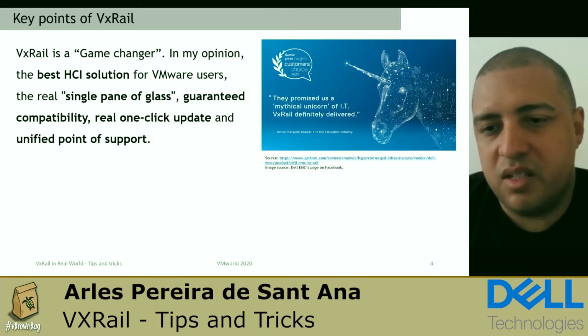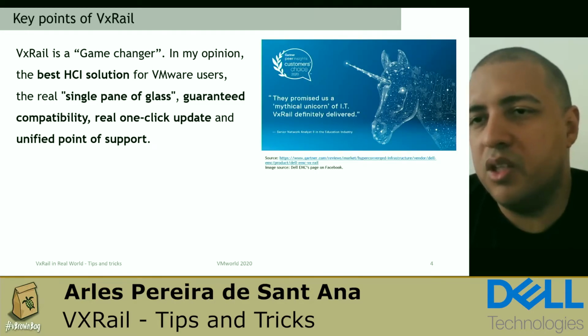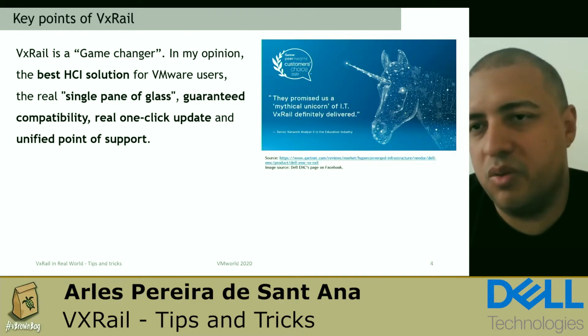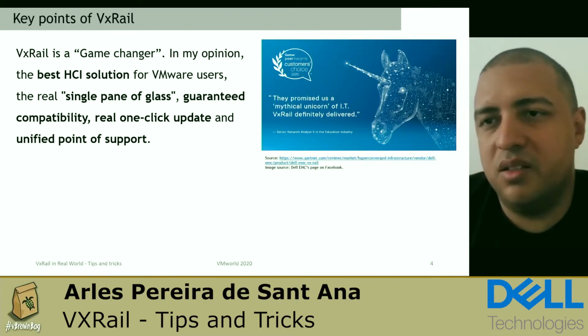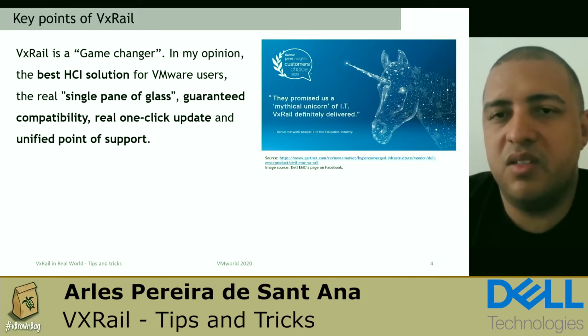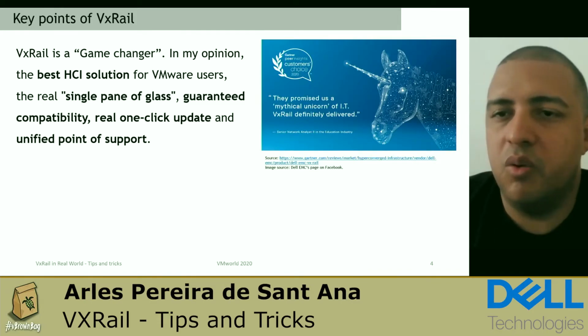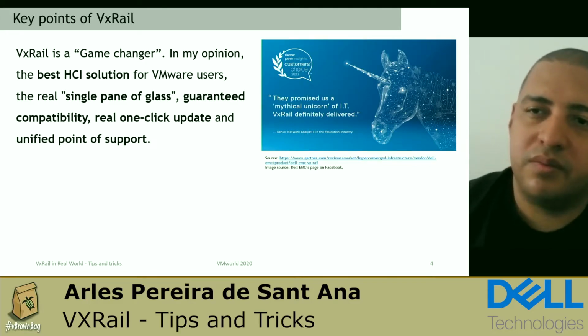And the other interesting fact is the unique point of contact. If you have a problem, you just call one person, one number, and they will solve your problem without the need to contact many vendors. This is a great advantage of HCI, and especially when you're working with a VxRail.